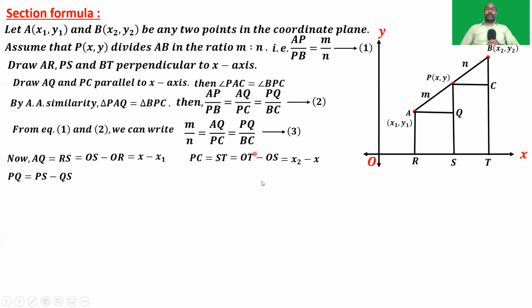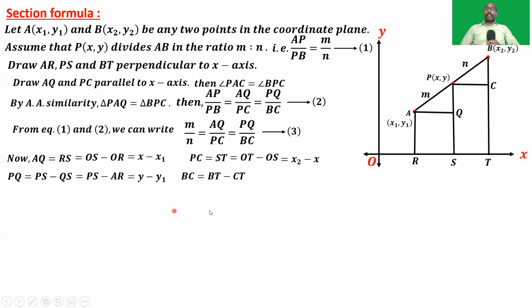Now take PQ. PQ is equal to PS minus QS, and QS is equal to AR. So PS minus AR. Now PS is the distance from P to the x-axis, so it is equal to y. And AR is the distance from A to the x-axis, so it is equal to y1. So now PS minus AR is equal to y minus y1.